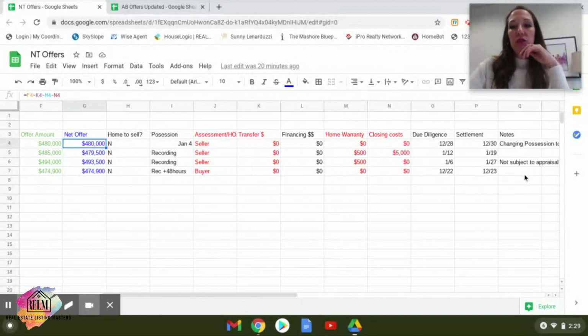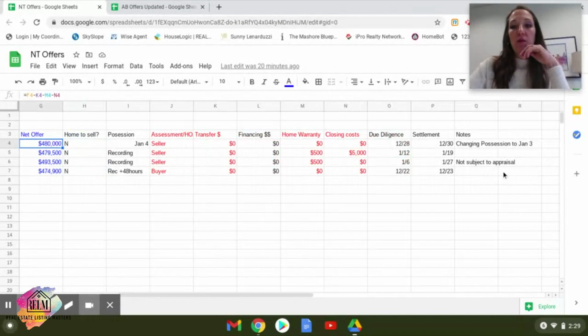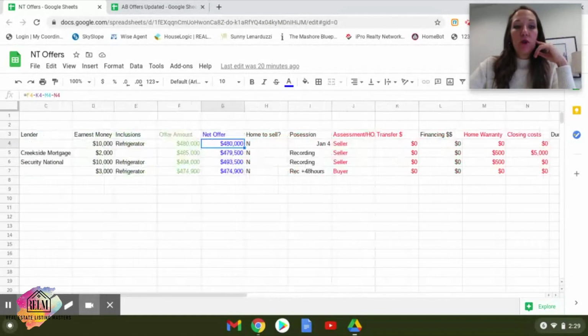And then any additional notes, any notes that are pertinent and helpful. So this one, even though they needed financing, it was not subject to an appraisal, meaning whatever the appraisal came in, they were still willing to do that amount. Would that have netted her more money in the end? Yes, it could have. However, the buyer could have still canceled based on financing. I can't afford that. I can't put that money down. There were still risks associated with that. And so that's why she decided to go with this top offer.